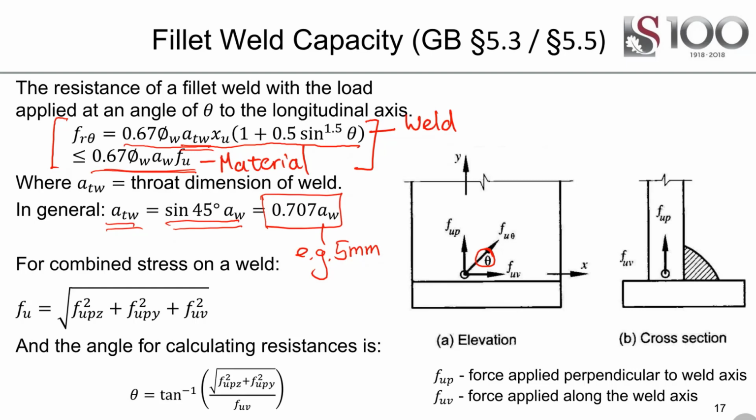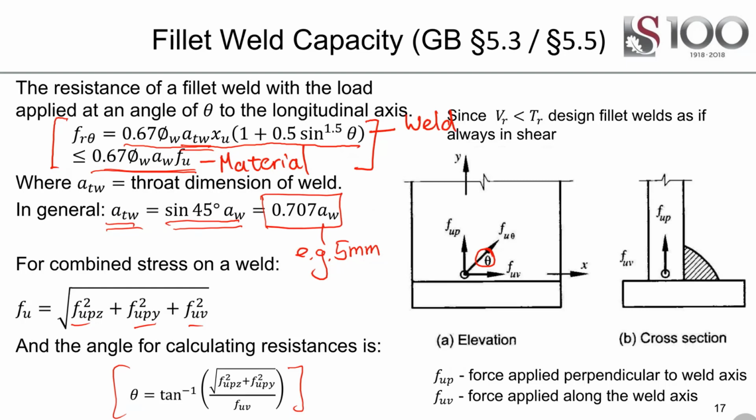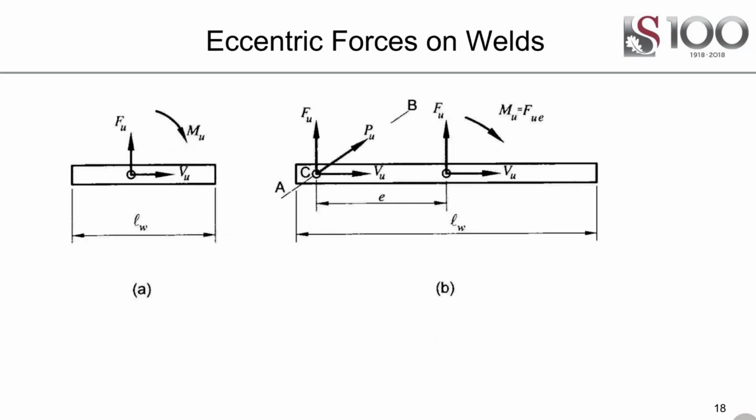If you have combined stresses, for instance stresses in multiple directions, in three dimensions, you can include it in this way as shown here, and calculate your angle as listed there. A bit more complicated, but it can be done if you have shear in both directions and a moment acting on a connection. So now, for instance, in a general connection, you may have a weld of length LW, and a shear force and a moment are applied to it.